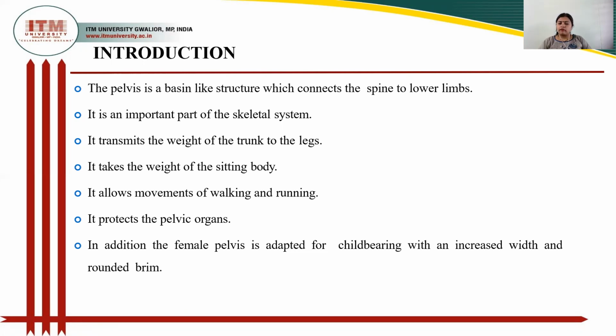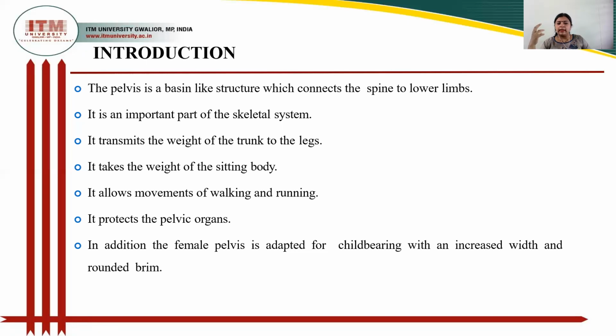It takes the weight of the body whenever we are sitting, on the ischial tuberosities. So our complete weight is on the ischial tuberosities, and it is transmitting the whole body weight there. It also allows movements like walking and running. Then it is protecting the pelvic organs, the uterus, the bladder, the main organs. So everything is protected by the pelvis.